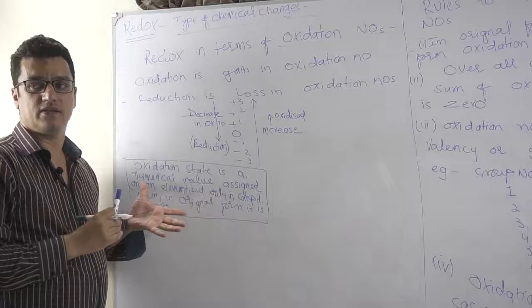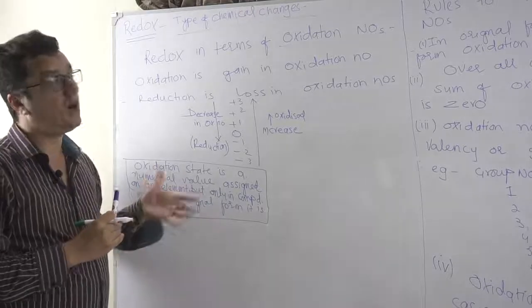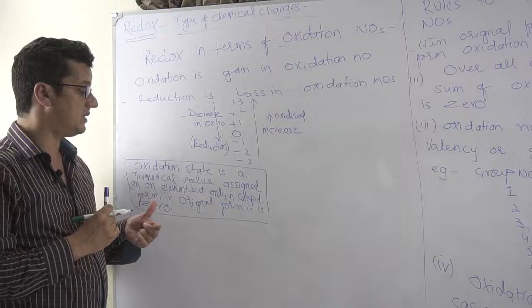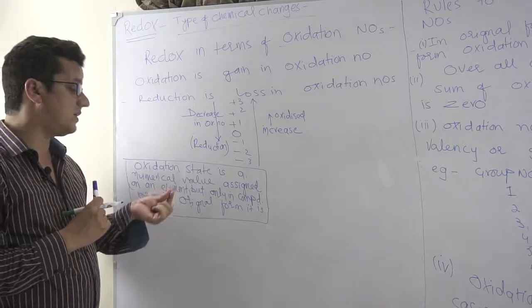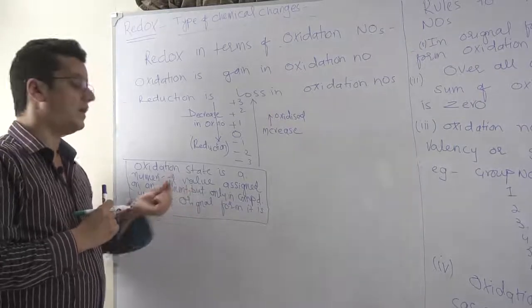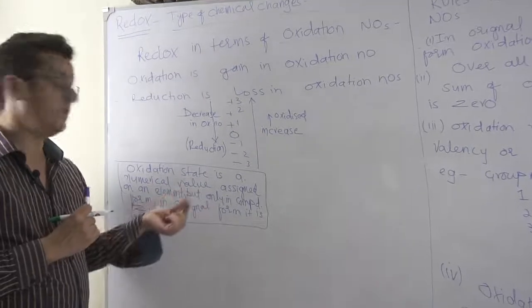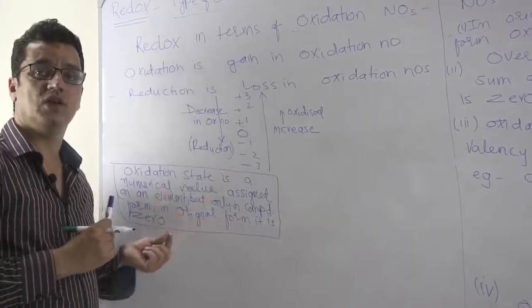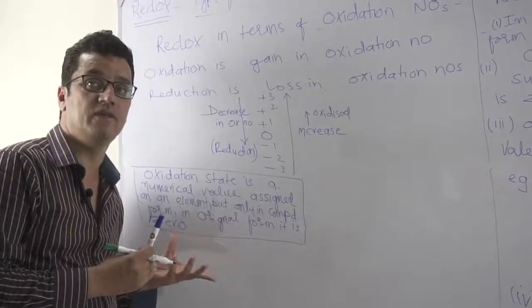We'll definitely practice, and we'll find out how to work out and how quickly we can assign the oxidation number on a given element. Simply, if we say oxidation number, what is it? It's a numerical value assigned only to an element in compound form. In its original, genuine form, this oxidation number is 0.